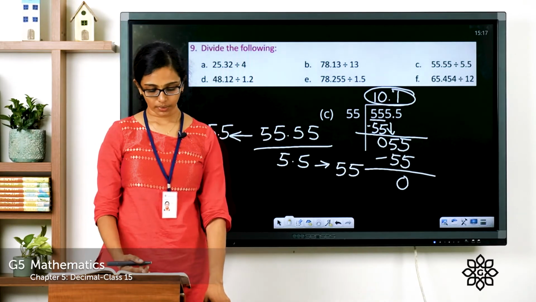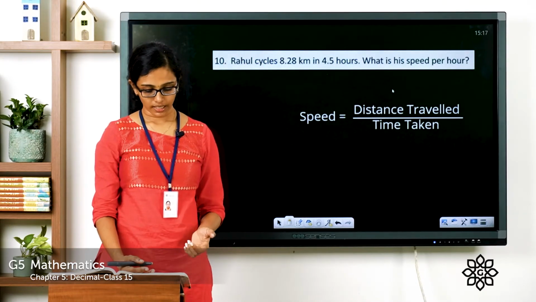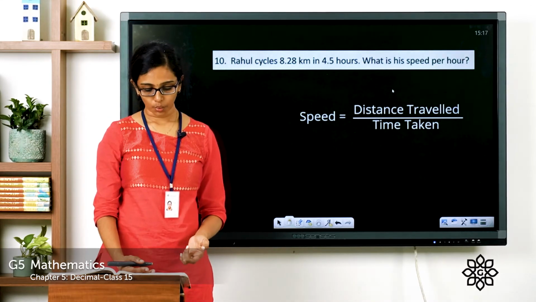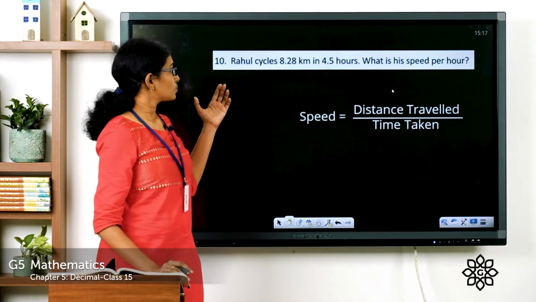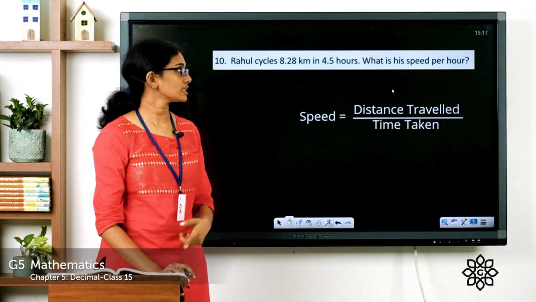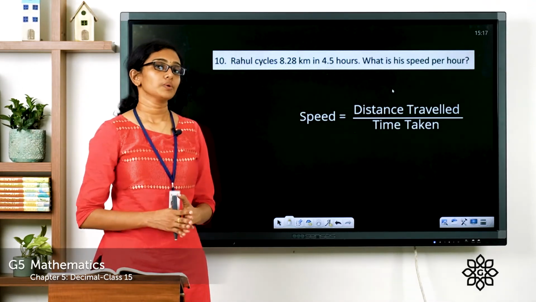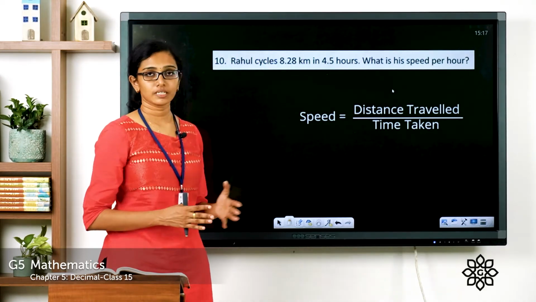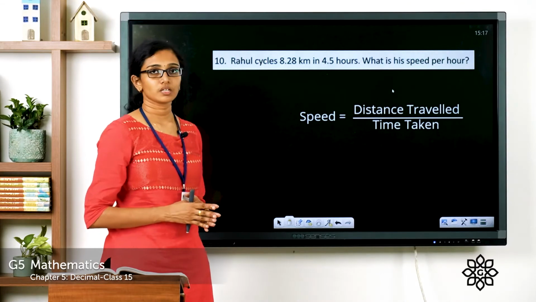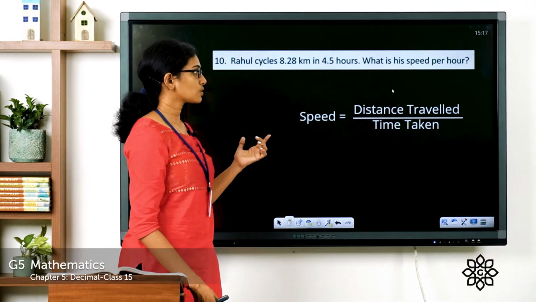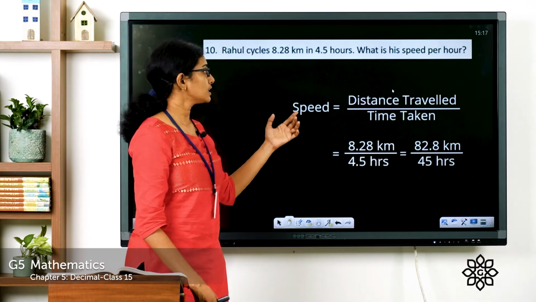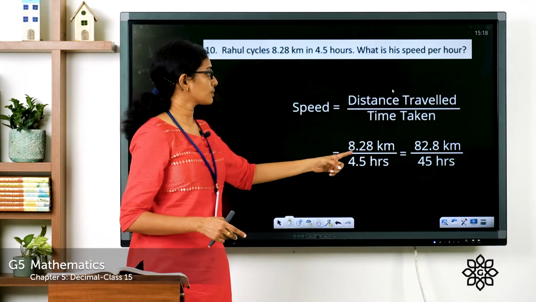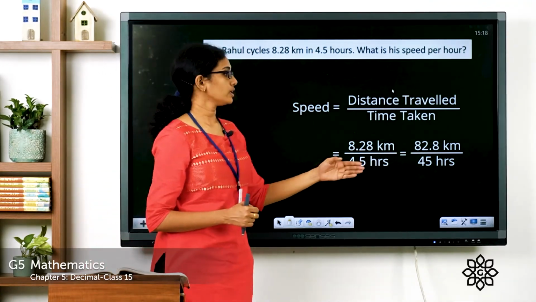Now let's see the next question, which is question number 10. Rahul cycles 8.28 km in 4.5 hours. What is his speed per hour? So the distance he is traveling is given in the question, and the time he takes is also given. With that data, from the formula, speed is equal to distance traveled by time taken, we can substitute the numbers from the question. So the speed that Rahul cycles will be equal to distance traveled, 8.28 km, by the time taken, 4.5 hours.